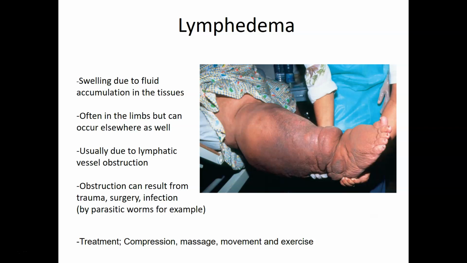in cancer surgery, removal of a tissue requires removal of lymph nodes or vessels, and then that can result in a blockage. There also can be infections that can cause a blockage, and one example of that is some types of parasitic worms can occupy the lymphatic vessels, and just because of that, cause blockage.